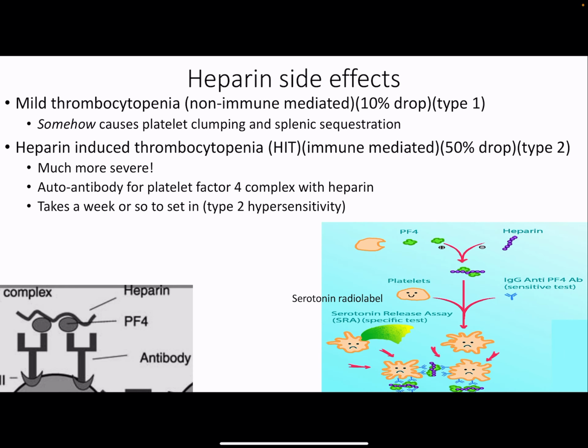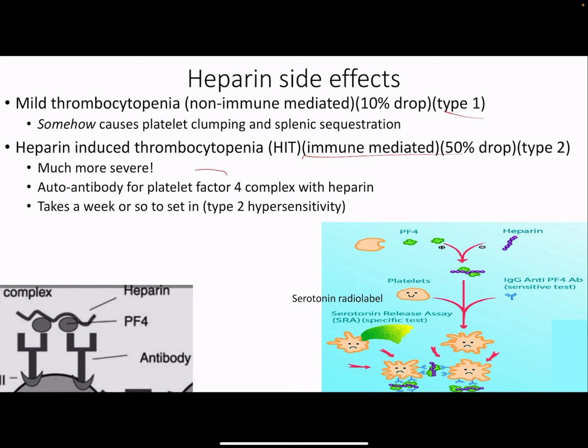So some side effects. So you can have type 1 thrombocytopenia induced by heparin. This is just going to be a mild 10% drop in platelets. Causes the spleen to take up extra platelets somehow. I don't really understand. But then we have an immune-mediated, the more important one.